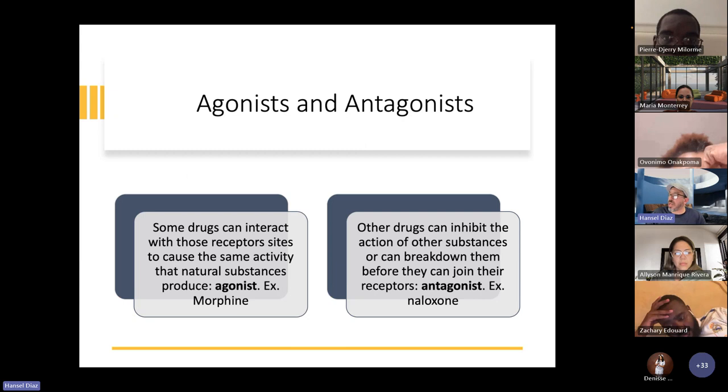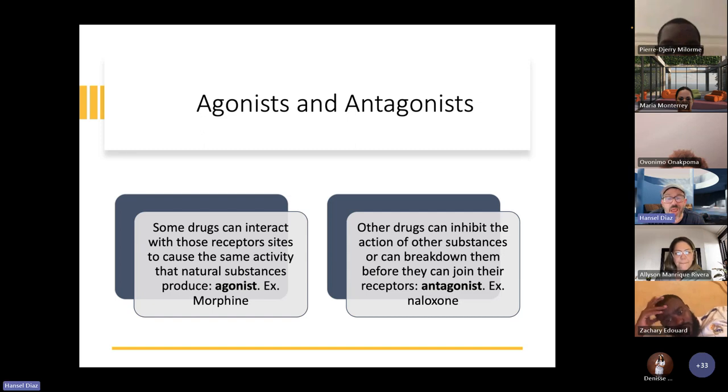So some drugs can interact with the receptors, such as agonists, morphine. Some others can block them before they can join the receptors. That's an antagonist. It's not the best word, but it's an antidote, right? The antidote for an opioid will be an antagonist, which will be naloxone, right? Is that understood, guys?